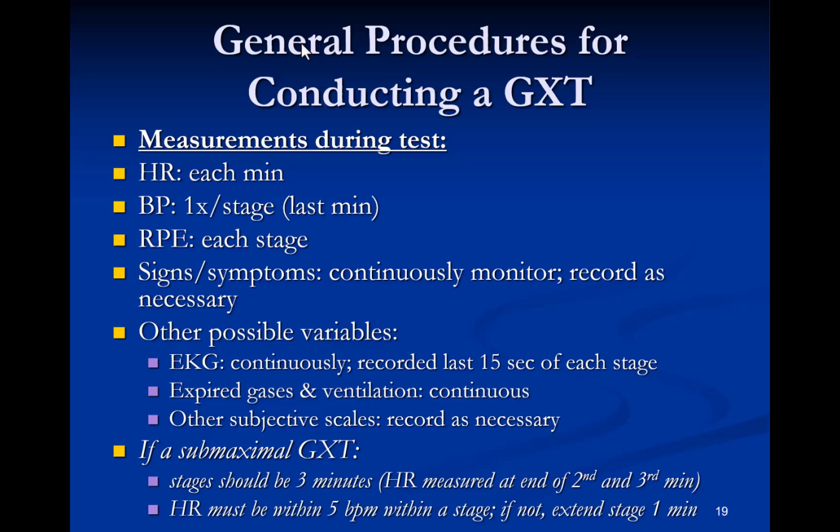Something to consider if it's a submaximal graded exercise test. You should have at least 3 minute stages to ensure that their heart rate reaches a steady state. And to do that, you want at least 2 heart rates. Generally, if it's a 3 minute stage, the end of 2 minutes and the end of 3 minutes, get a heart rate, and then you have to make sure they're consistent. So if they're not within 5 beats per minute of each other, you'd want to extend the stage to ensure that they reach a steady state heart rate.